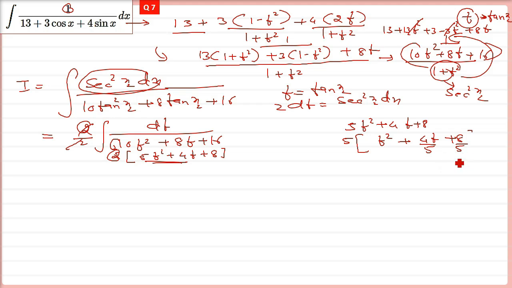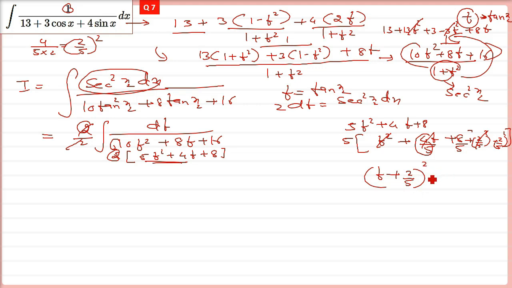In order to make it a perfect square, take the coefficient of t, which is 4 by 5. Divide it by 2, you will get 2 by 5. Square it and add it and subtract it. So plus 2 by 5 whole square and minus 2 by 5 whole square. So what do we get? a square plus b square plus 2ab. t square plus 2 by 5 whole square plus 4t by 5 is a square plus b square plus 2ab. So it is t plus 2 by 5 whole square.